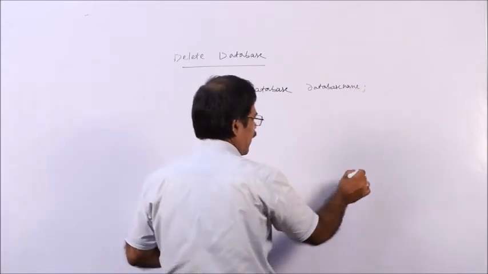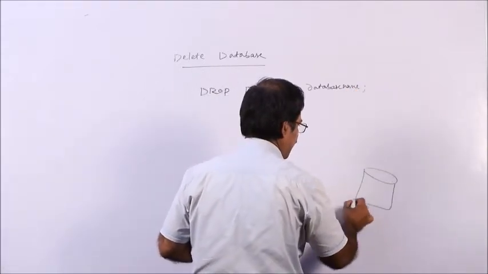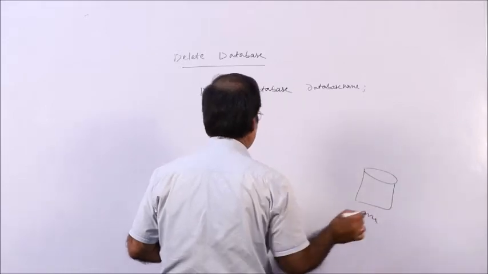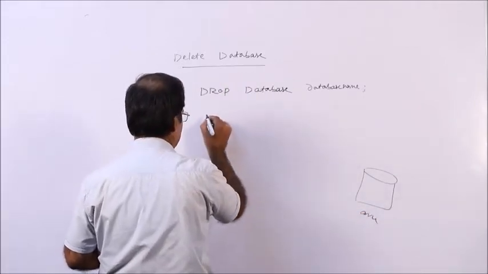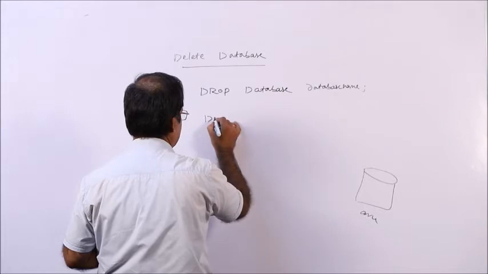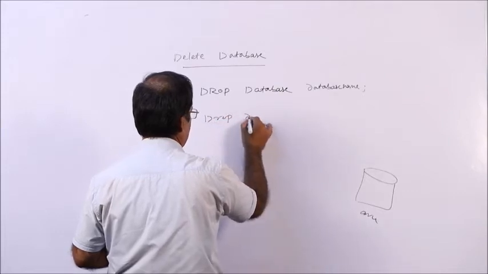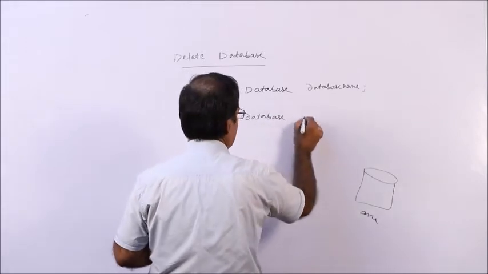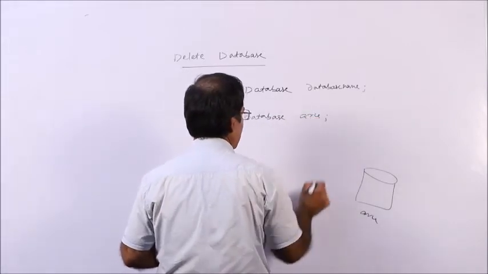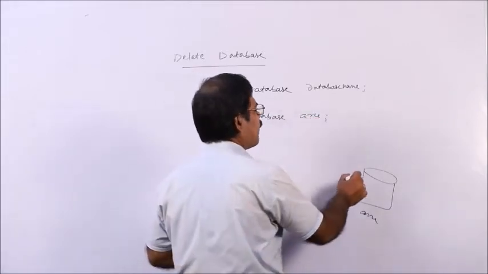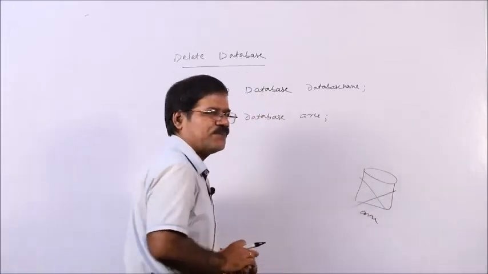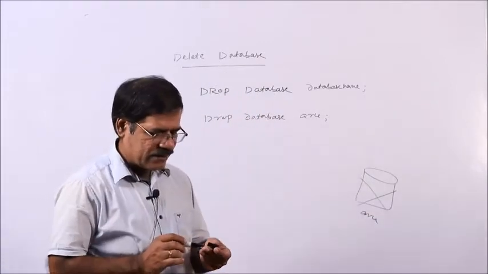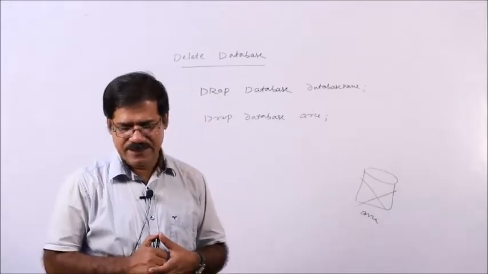Suppose you created a database named Aru. I want to delete it. It is not required for further time. So, I will write drop database. Which database do you want to drop? The name of the database is Aru. Drop means it is permanently removed from memory. If it is not required, you have to delete it.